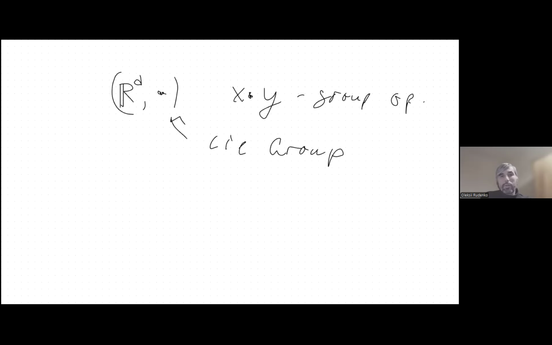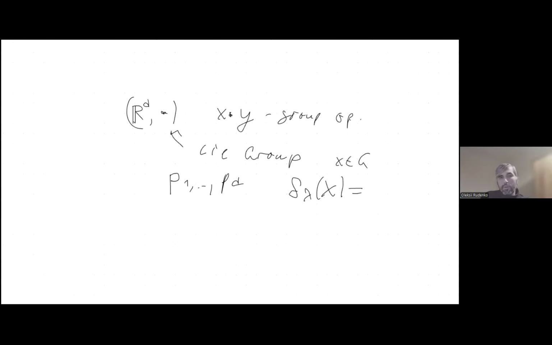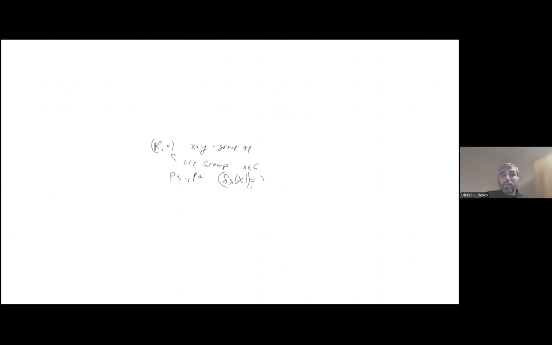Then we consider such numbers p_1, ..., p_d, so that if we take delta_lambda of x, for some x in this group, and we take some coordinates, each coordinate is just multiplied by lambda^{p_i}. This is dilations, with lambda greater than 0.